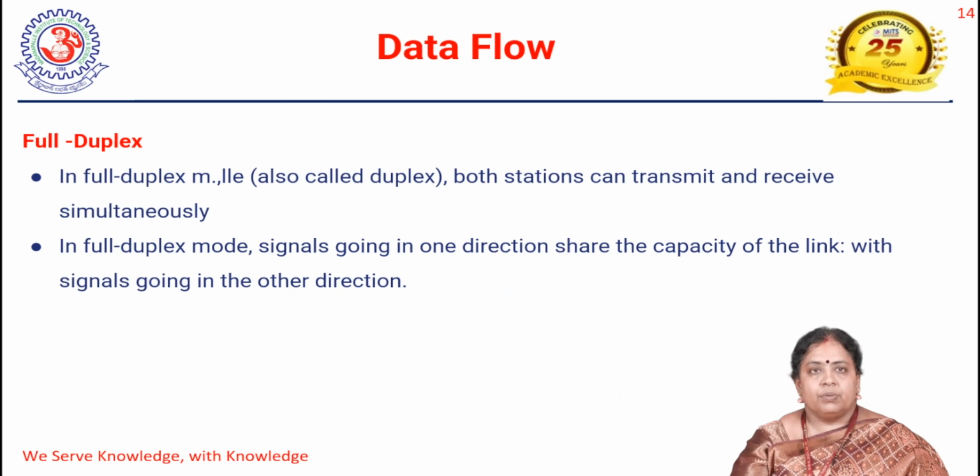And then we talk about full duplex, which is the third type of data flow. It is also called duplex. Here both stations can transmit and receive the data simultaneously. That means at the same time, both devices can send and receive the data. Okay, so how is the data transferred? In the form of signals. So the signals going in one direction share the capacity of the link with the signals going in the other direction.